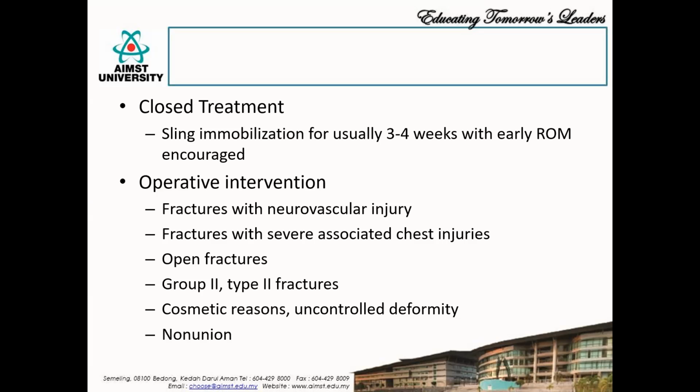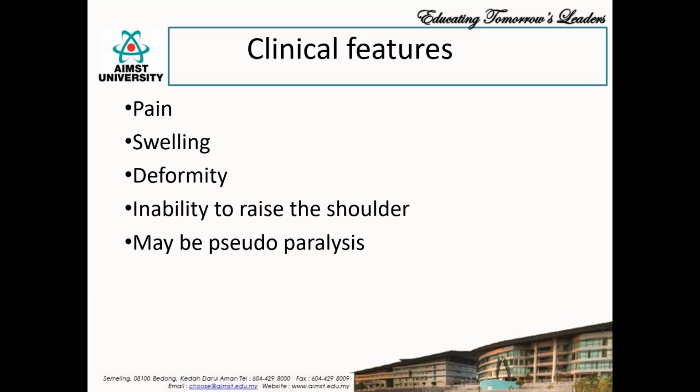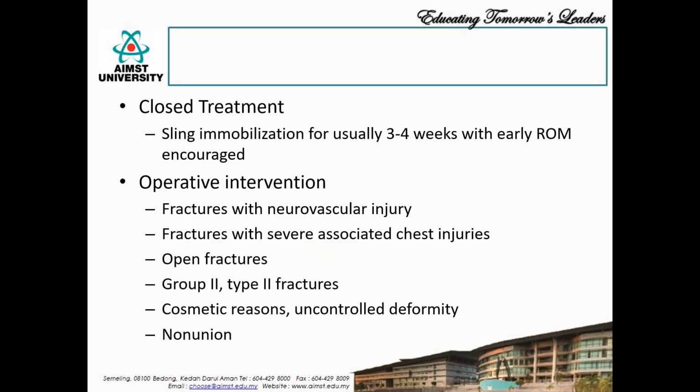And group 2 and type 2 fractures, that is distal end fractures. Why the importance? Means we have one important ligament, coracoclavicular ligament. Is it intact or is it ruptured? If it ruptured, means it will collapse your shoulder joint stability. So in that case you have to go for surgical one.